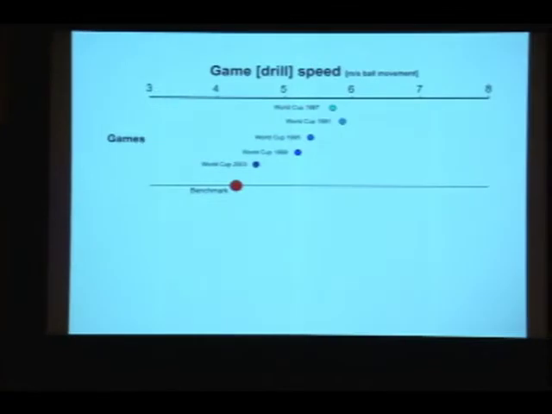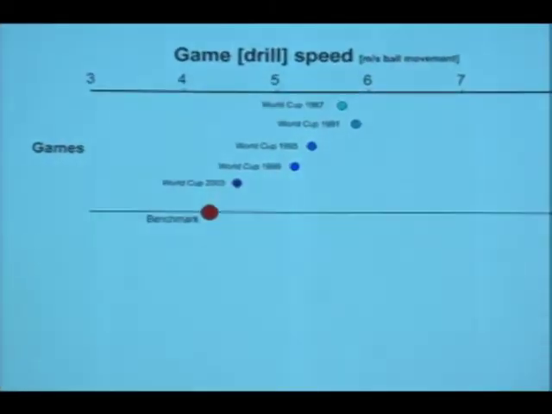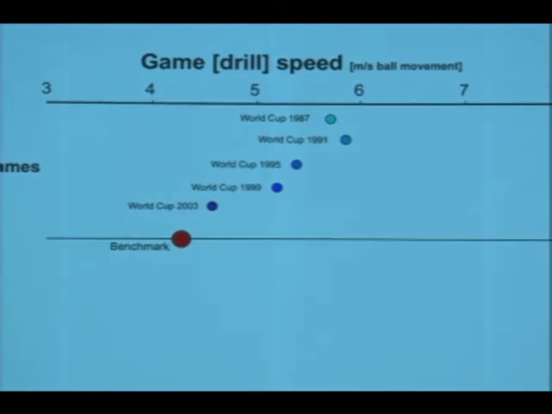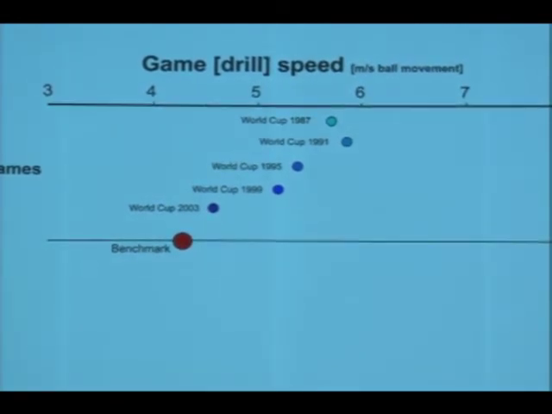In terms of rugby union, what similarities, what differences do we see when we look at the highest level of rugby union? So this is World Cup games for rugby union, and I'll present the data like this. This is game speed again, so this is the ball, metres a second in ball movement. Now the first, and this is a scale from 3, 4 up to 8 metres a second, from the World Cup 87 through to, in this current slide here, 2003.